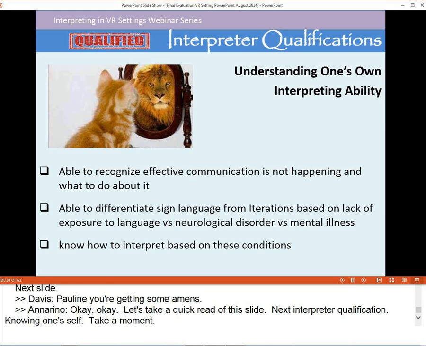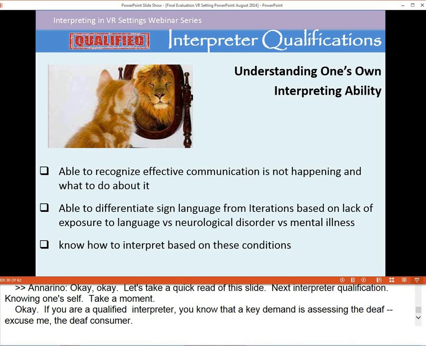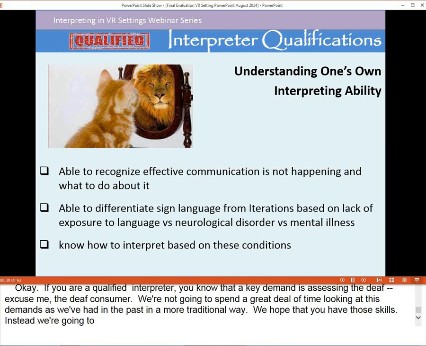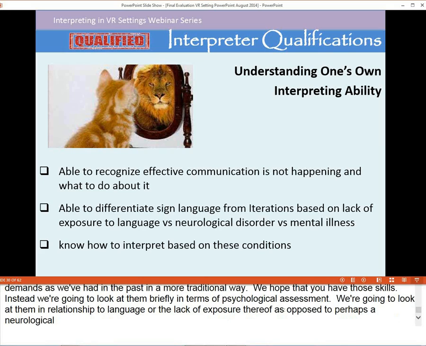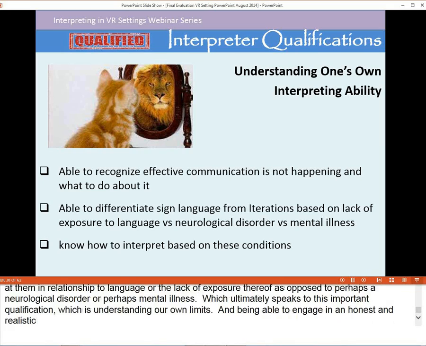If you're a qualified interpreter, you know that a key demand is assessing the deaf consumer. We're not going to spend a great deal of time looking at this demand as we have in the past in a more traditional way. We hope you have those skills. Instead, we're going to look at them briefly in terms of psychological assessment, and in relationship to language or the lack of exposure thereof, as opposed to perhaps a neurological disorder or mental illness, which ultimately speaks to this important qualification: understanding our own limits and being able to engage in an honest and realistic assessment of our abilities. Next slide.